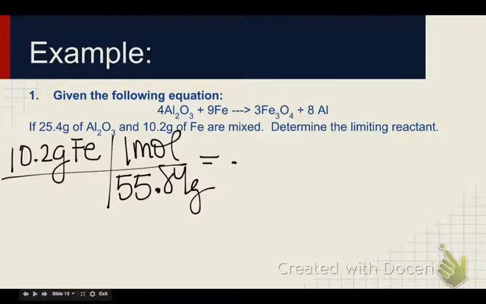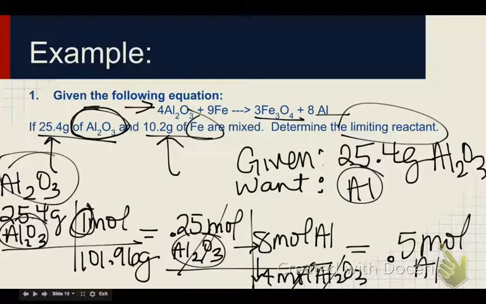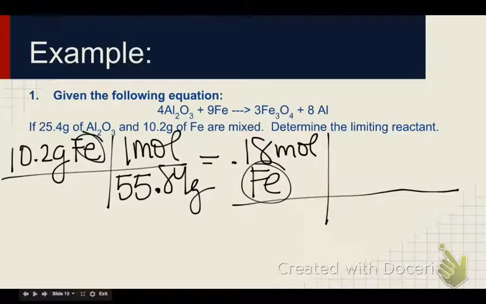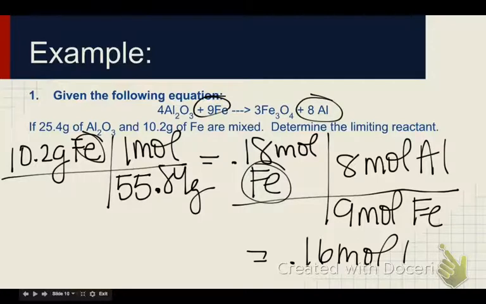So that's going to come out to 0.18 mole of Fe. Again, I say, did I change compounds? No. Okay? So let's keep going. Because I found out aluminum here, I need to use a molar ratio in order to figure out aluminum here. So, because of that, it's not going to be quite the same. Remember, I'm just focusing on Fe and Al. So it's going to be 8 moles of aluminum for every 9 moles of Fe. Okay? And in this case, I would produce 0.16 moles of aluminum.